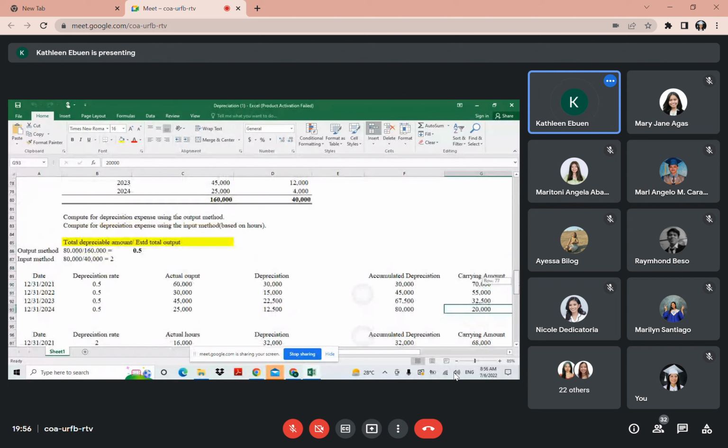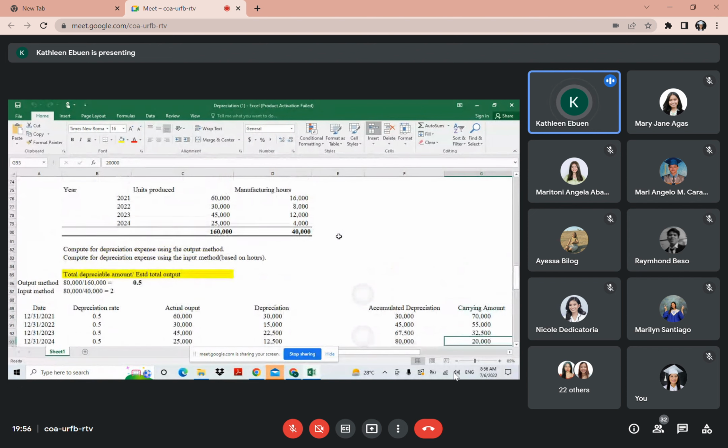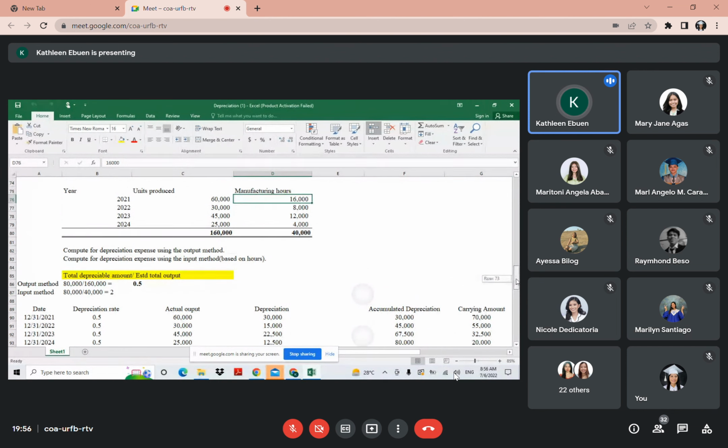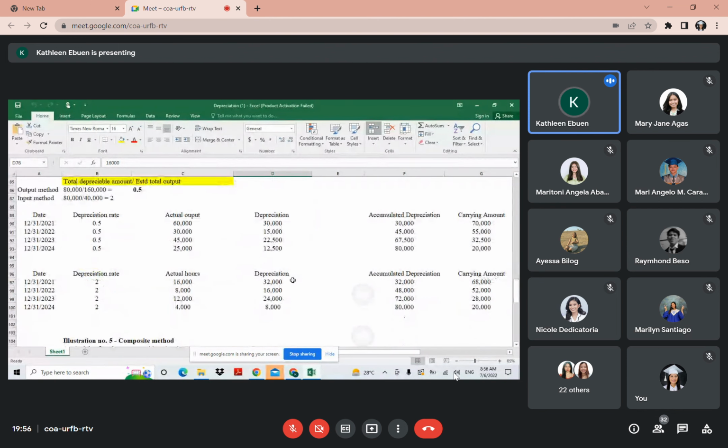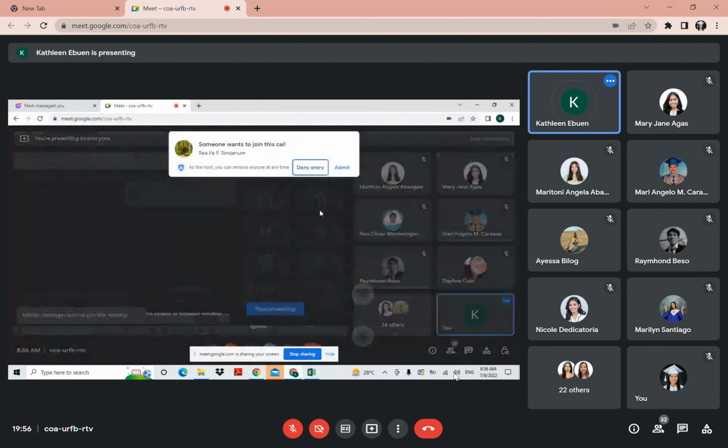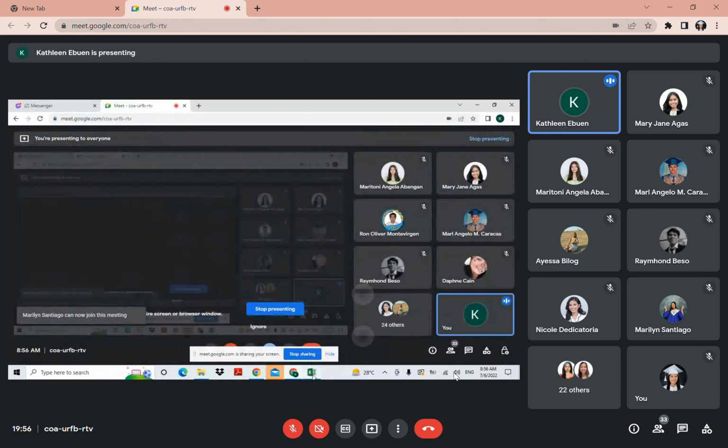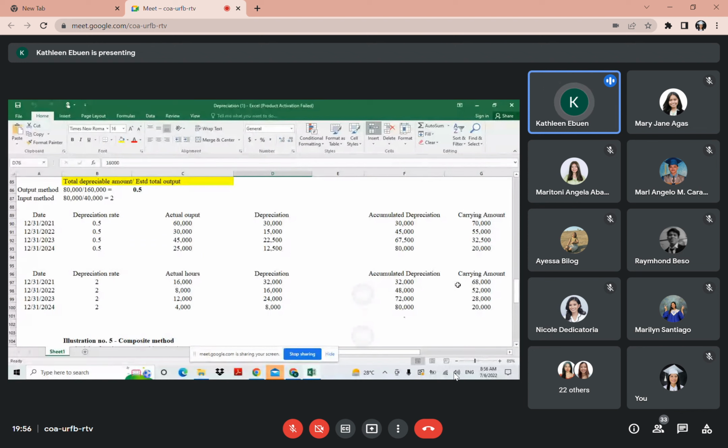So, ito yung actual hours natin. So, 16,000 times 2. Yan yung first year depreciation natin, 32,000. Accumulated depreciation, 32,000. And then, carrying amount natin is cost less accumulated depreciation. So, carrying amount is 68,000.